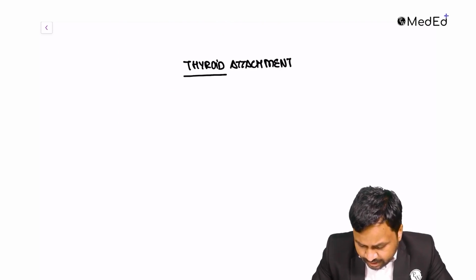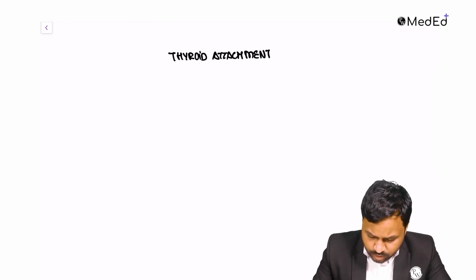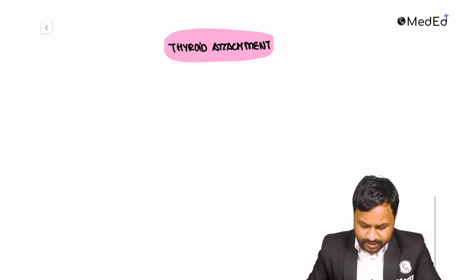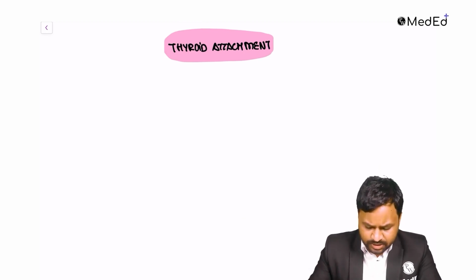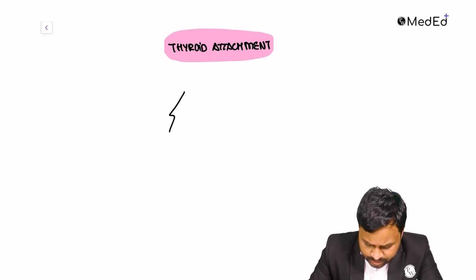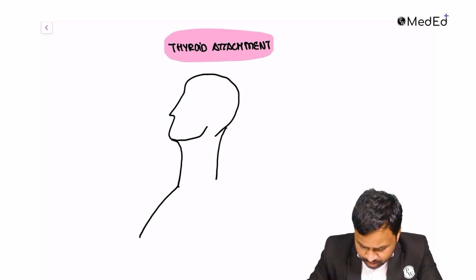So what do you exactly mean by thyroid attachment? Let's understand this. Let's get oriented to the thyroid attachments. Let's understand how the gland is able to hold down across here. For that, I would like to give you a cross section. Let's say this is the orientation of the patient, and this is the orientation of the neck that is present.